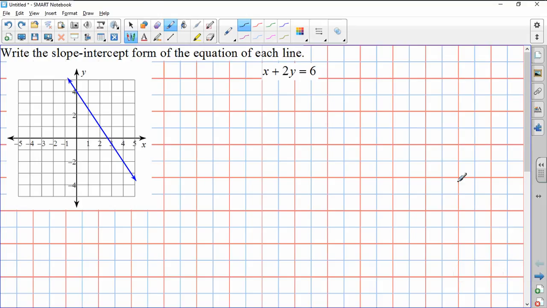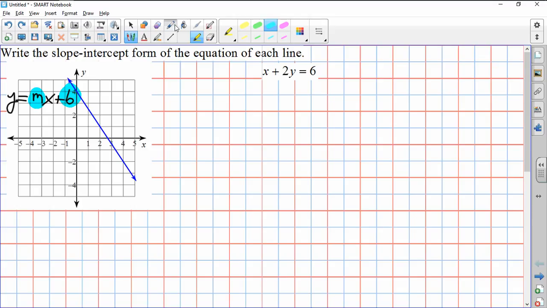In this video, what I'm going to show you is how to write the equation of a line, write the slope-intercept form of the equation of each line. We're not graphing anymore. So slope-intercept means the following. I need the equation of the line as y = mx + b. So all I need is the y-intercept and the slope. Then I have answered the question already.